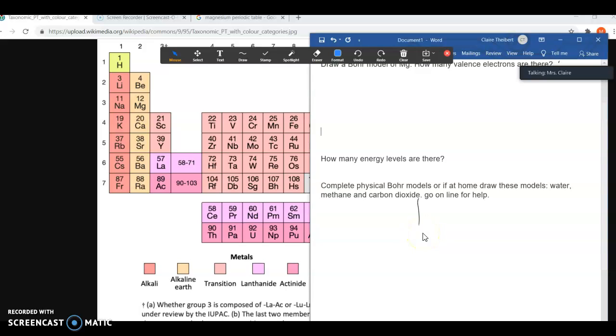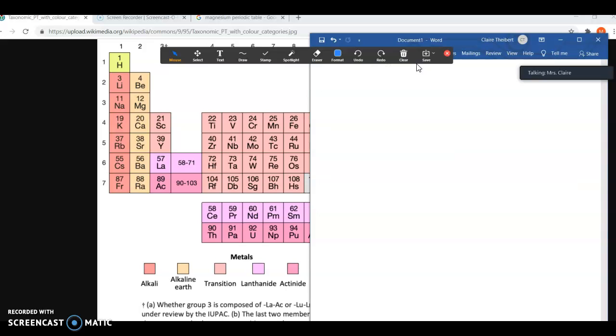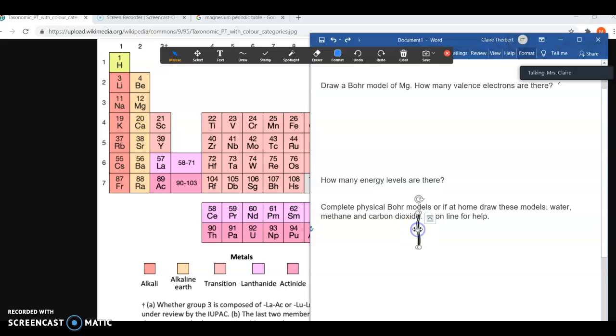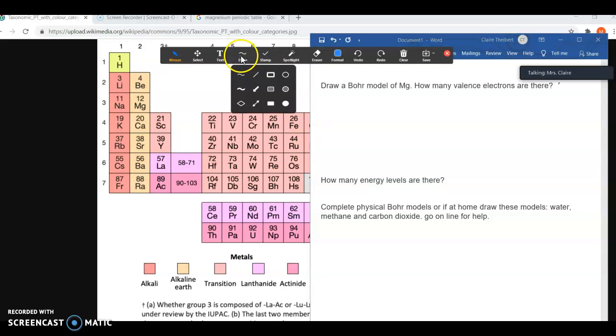Okay, so we're going to do models of water. First, we're going to do water. Let me get this out of the way. All right, so if you looked up water online, if you Googled it, it's going to tell you that water is H2O, which means you have hydrogen and you have oxygen.